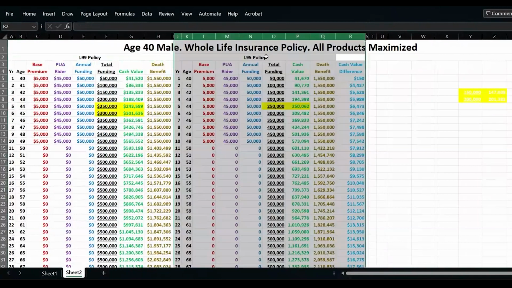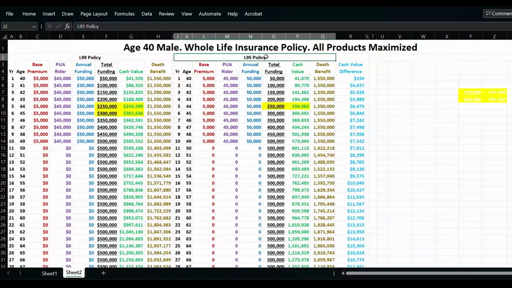Now, let's look at this. Here's an L95 policy, these different terms. Same company, very similar products here. The designs are identical. Here's the difference. This policy, with respect to the base premium, that doesn't show up in cash value in the first year. So when you look at year 1 with these two options, are they the same? Almost, aren't they? You're off by what, $150 with $50,000 going in?